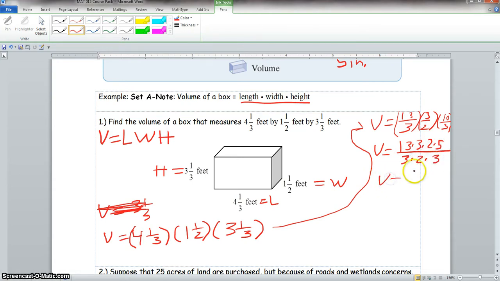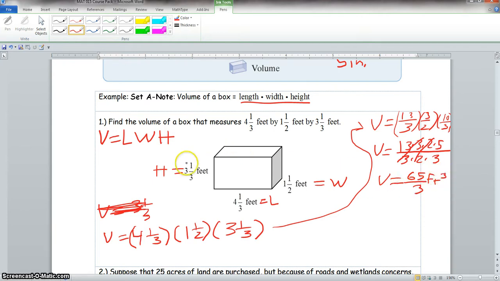So now we have the volume is equal to. Now we can simplify out what they have in common. They have one set of 3's and one set of 2's in common. So now 13 times 5 is 65, and that's all over 3. Now, that would be cubic feet.